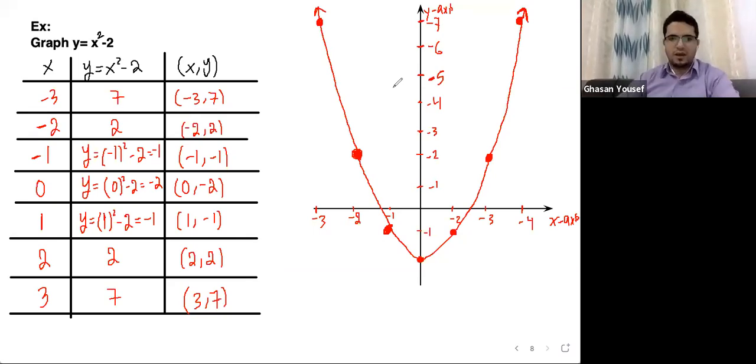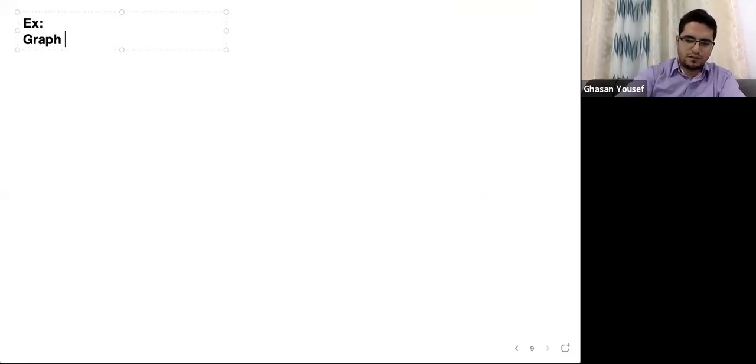Okay, now after we graph y = x² - 2, we have another example, the last one. Example 3 is graph y = |x|.